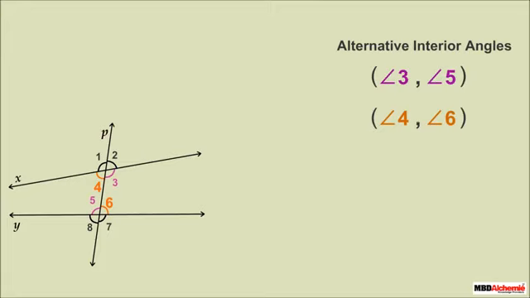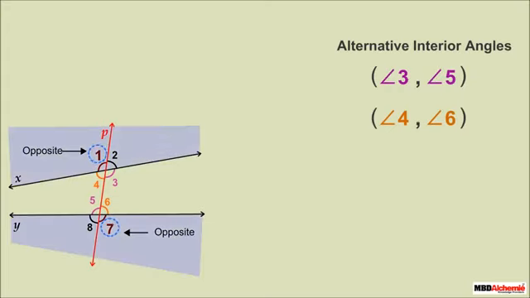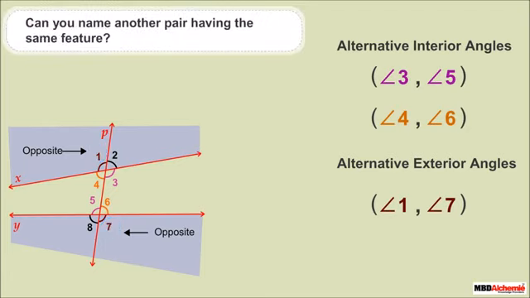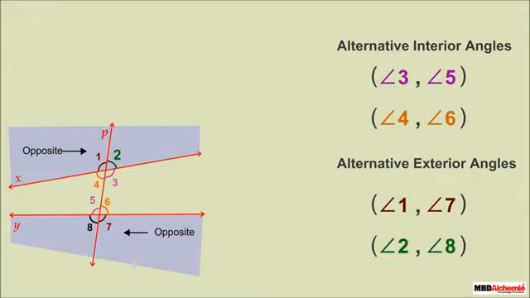If you notice the other pair of angles, like angles 1 and 7, they are also on opposite sides of the transversal line. Can we say that this pair also represents a pair of alternate angles? Yes, we can say so, but as this pair lies in the exterior part of the lines x and y, the pair of angles 1 and 7 is called alternate exterior angles. Can you name another pair having the same feature? The pair of angles 2 and 8 also represents a pair of alternate exterior angles.